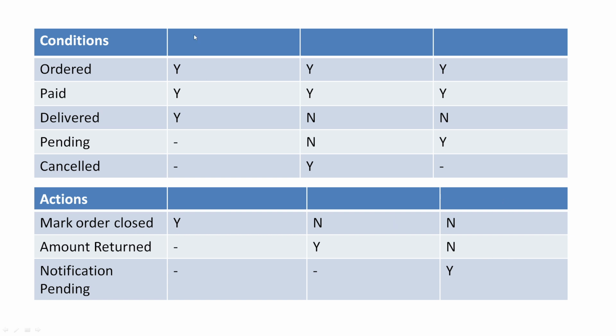Now identifying this workflow: ordered, paid, delivered, and the expected result should be marked as closed. This is one test case. Ordered, paid, and cancelled, and the amount should be returned. This is the second, and similarly this is the third test case. So using this decision table, you can write three test cases.